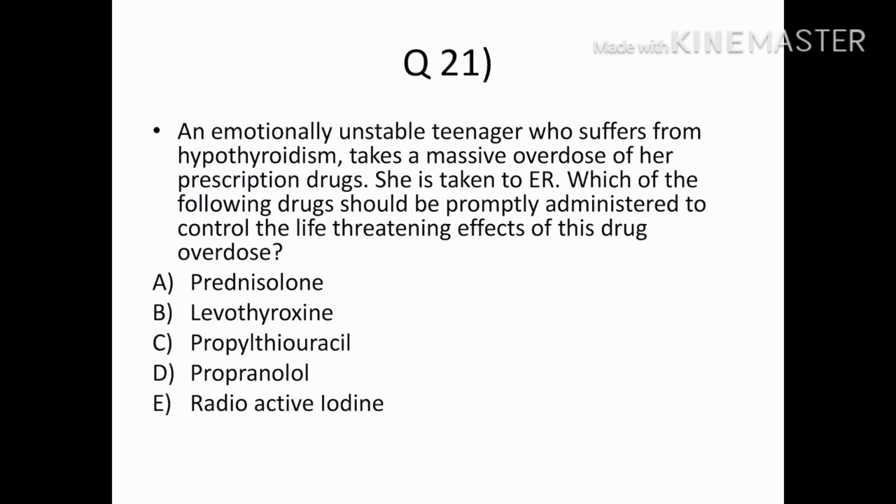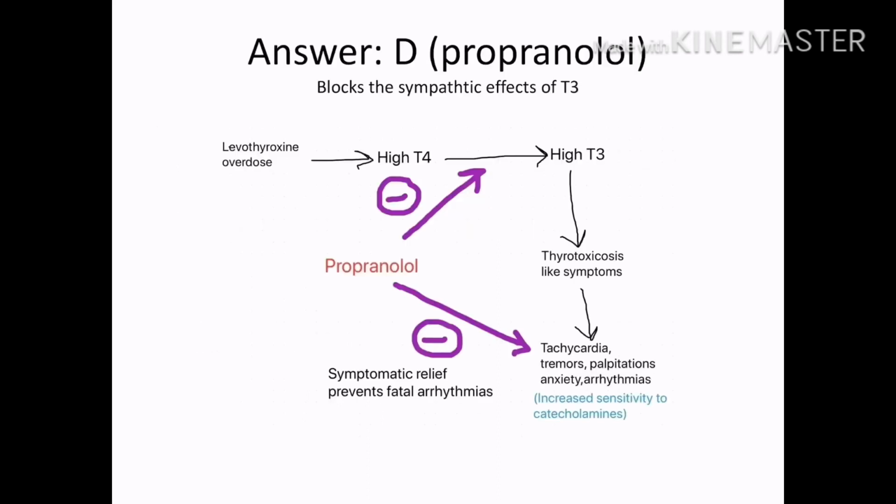We don't need to give extra levothyroxine. C. Propylthiouracil will serve to decrease the amount of thyroid hormone released from the thyroid gland, but would do nothing about the excessive T4 that is already in her blood. And radioactive iodine will also have no immediate effect.